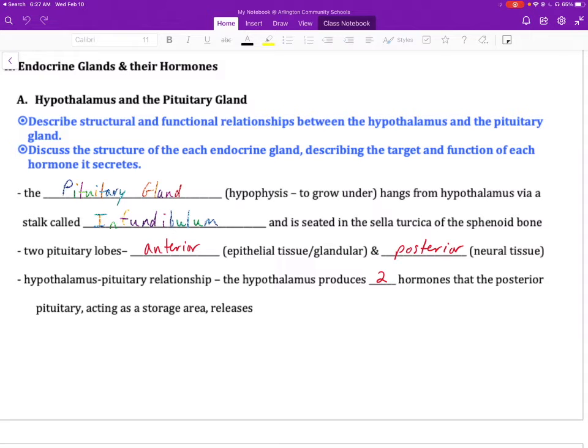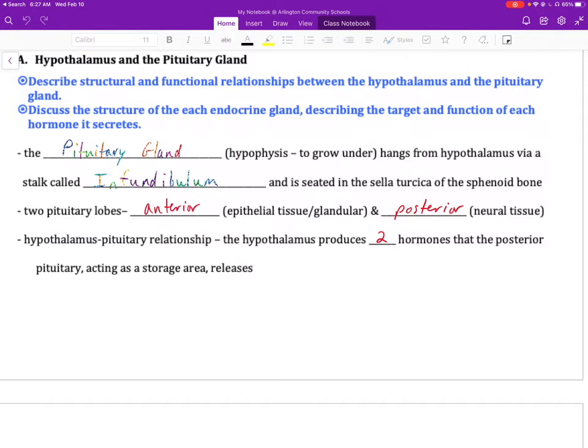Today we're going to talk about the endocrine system and its hormones, specifically within the hypothalamus and pituitary gland. We're going to be able to describe the structure and function relations between the hypothalamus and the pituitary gland, and discuss the structure of the endocrine glands, describing the target and function of each hormone as it secretes. That will be specifically with our hormone gland chart that you guys are filling out as you go through these notes.